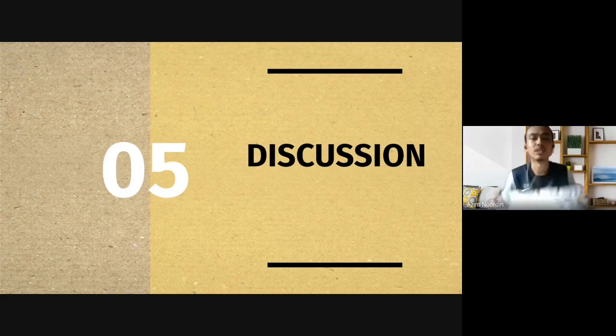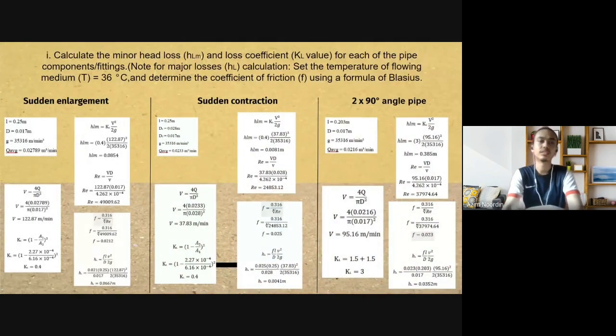Okay, so I will explain about the discussion. In this discussion, we have 3 questions. The first one, we need to calculate the minor losses, loss coefficient KL and HL for each pipe. Then we need to calculate the coefficient of friction, which is F, using the Blasius formula.